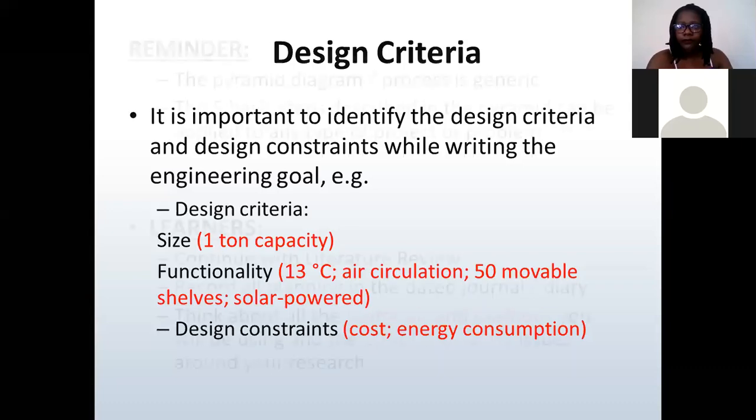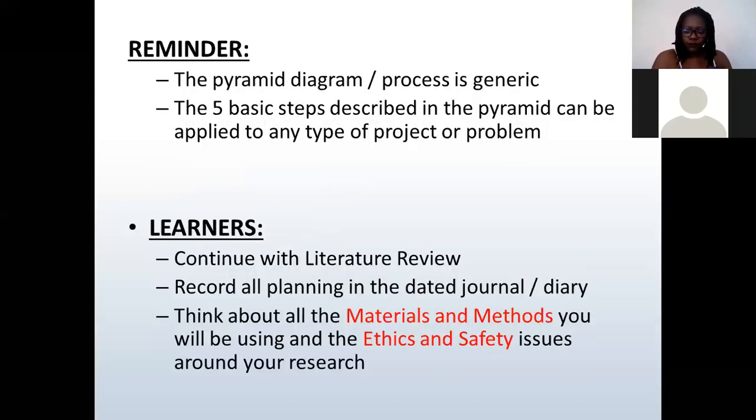In closing, to remind you, the process is generic. The 5 basic steps described in the pyramid can be applied to any type of project or problem, but it's also important that the learners understand, as Shaw mentioned, that the literature review is so important, and they need to continue with that literature review. Record all planning in the dated journal or diary. It's important that the journal is complete. At this step, they need to think about the materials and methods they will use, but also take into consideration ethics and safety.